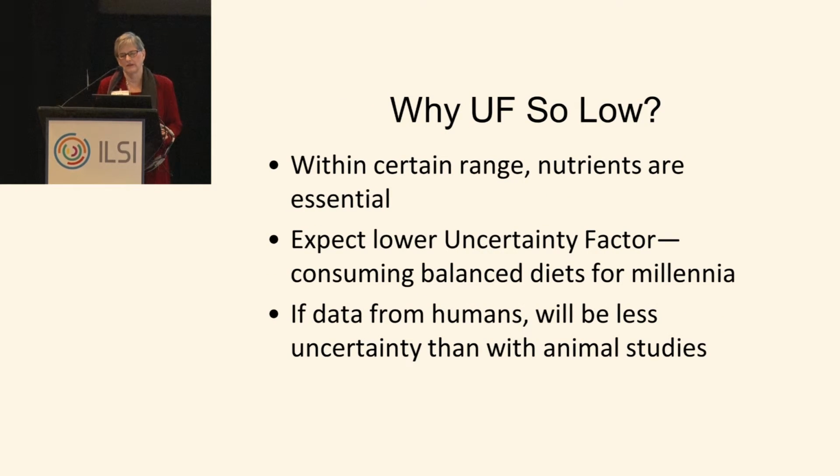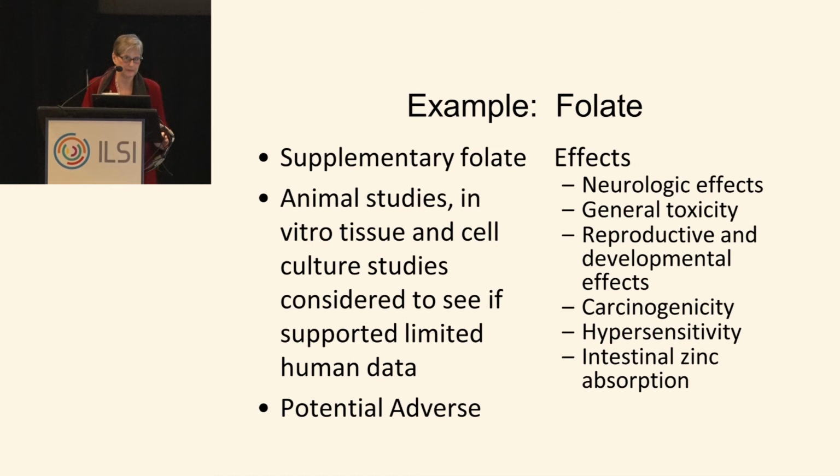So why was the uncertainty factor so low? Well, within a certain range, nutrients are essential. So there are years of sort of trial at certain levels where there apparently have been no adverse effects, and I think they built that in. That was the second bullet. And they believed that if the data were from humans, there would be less uncertainty than with animals, so that the normal factor for animal to human wouldn't need to be put in there. So that was one snapshot of vitamin A.